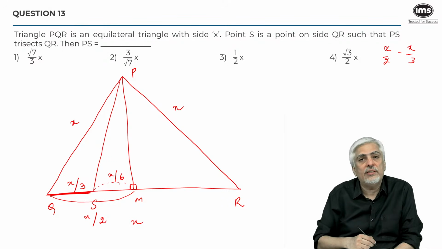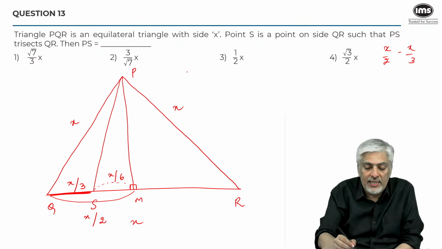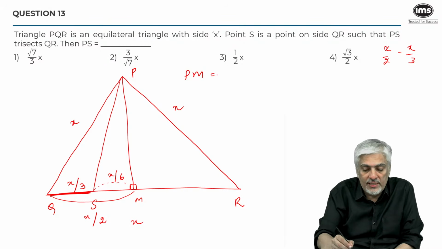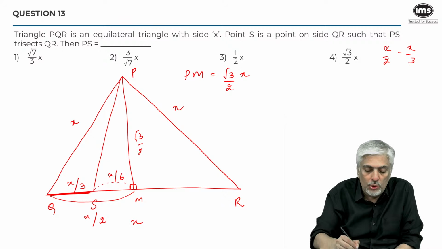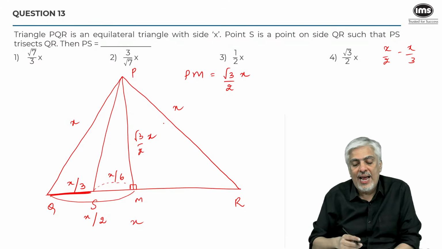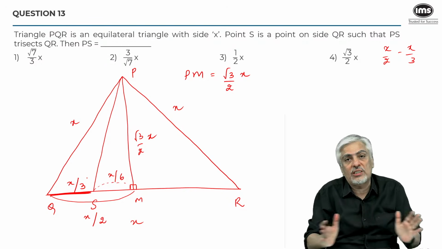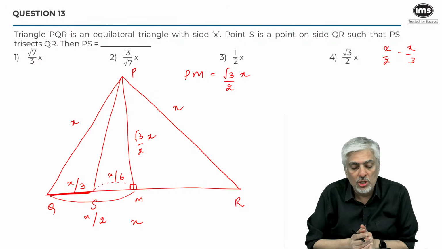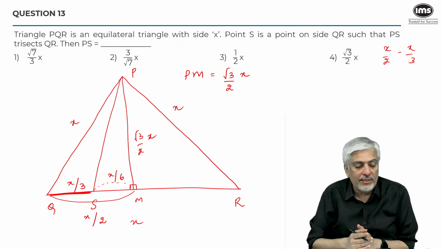And we know that using the height formula, PM is the height of an equilateral triangle, √3 upon 2 into side. So PM is √3 upon 2 x, and then use Pythagoras and get PS. I would never do such a thing in an exam situation. Never do this in an exam, because why deal with so many fractions? It's such a bad way to look at the question.